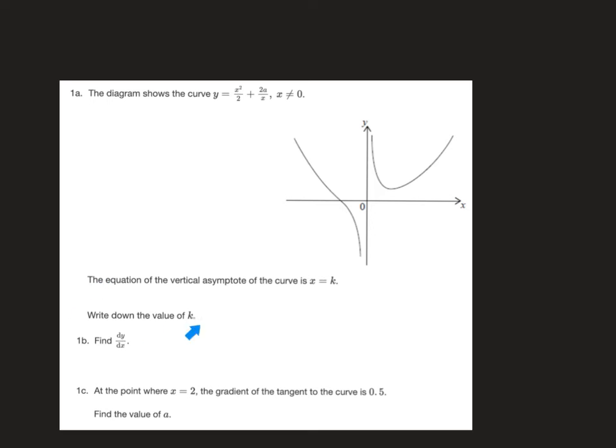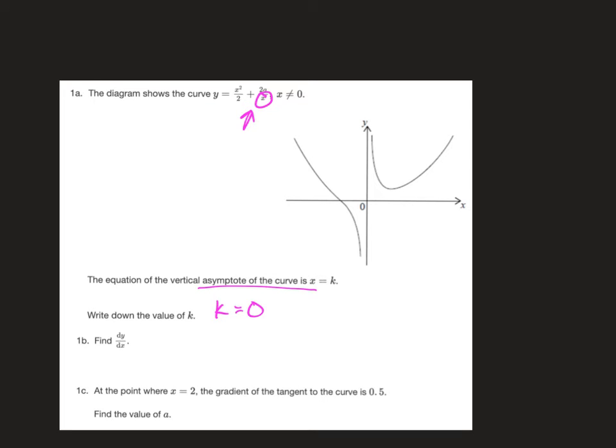Anytime you have a problem that says write down the value, it means you should just be able to write it down. And literally in this case, they're asking what the vertical asymptote is, and the problem is right there: x cannot be equal to 0. So it literally is just k equals 0. Hopefully that's nice and clear.